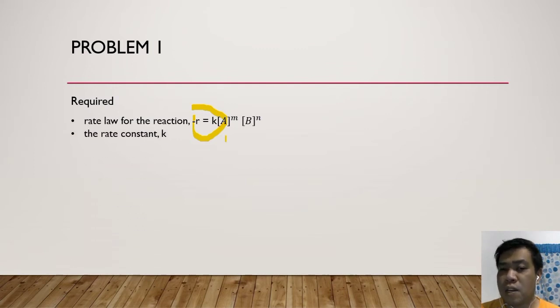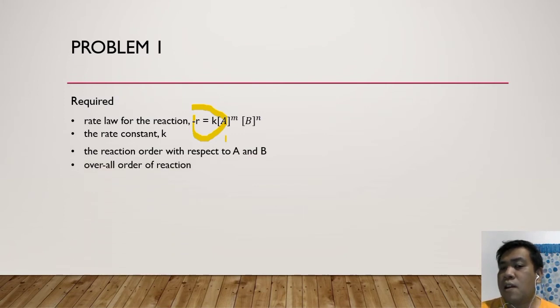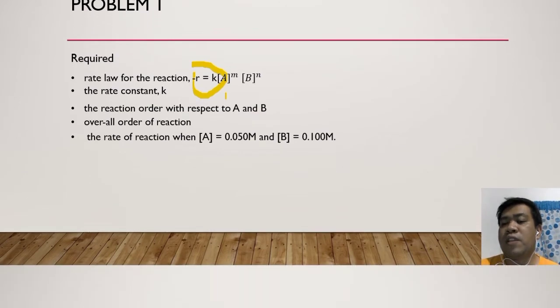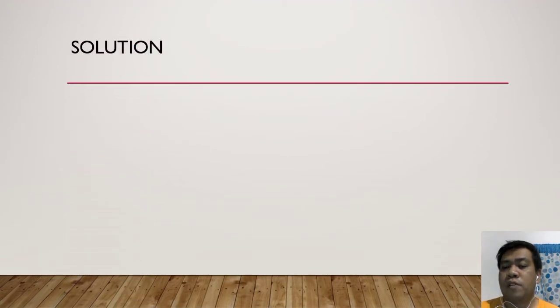And the next one is to find the rate constant k. Next, the reaction order with respect to A and B. Next, the overall reaction order. And the rate of reaction when the concentration of A is equal to 0.050 M and the concentration of B is equal to 0.100 M. So let's now proceed with our solution.